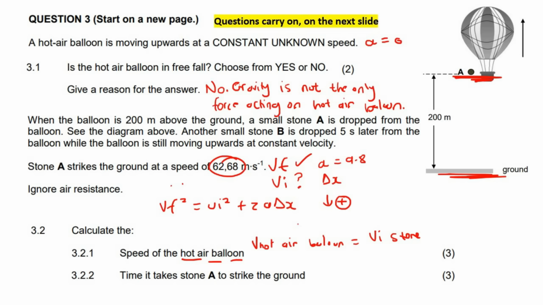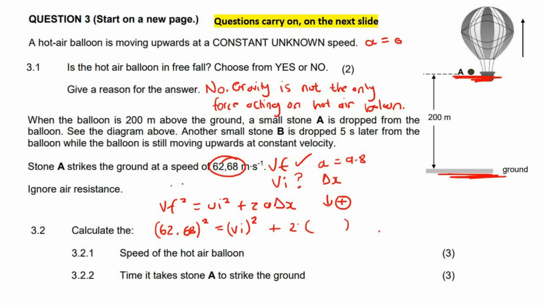So the final velocity is 62.68 squared. The initial velocity we have no idea, but it's squared, plus 2. Now gravity, or acceleration, is 9.8, and it is acting downwards, so we can say 9.8 is positive. And then the displacement. Sometimes the displacement is negative, so let's see. We're choosing downwards as positive, and the object starts over here and ends up over here. So it is ending up below the starting position. We're choosing downwards as positive, so the displacement is a positive value, because the object is ending below the starting position. So that is a positive displacement.